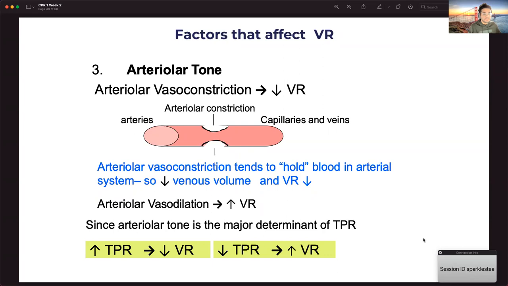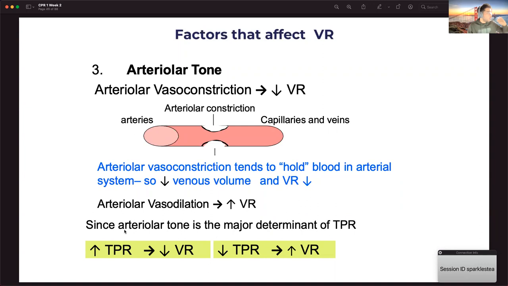Decreased. Think about it this way: you constrict the amount of blood that's eventually going to go into the capillaries and eventually back into the veins. Because remember, VR stands for venous return. So we haven't gotten to the veins yet. You're occluding it early on, or decreasing it, so less blood is allowed to return back to the heart. Think about it that way and you can run through this.